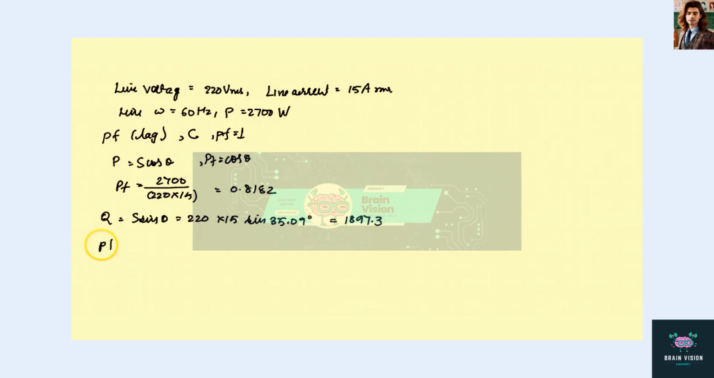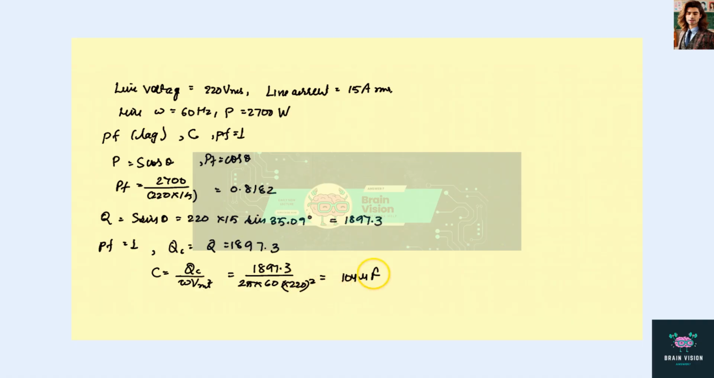When the power factor is raised to unity, QC equals Q, which is 1897.3. Then the capacitance value is QC by omega into VRMS square. Substituting the values, 1897.3 divided by 2 pi into 60 into 220 whole square. This is equals to 104 microfarad.